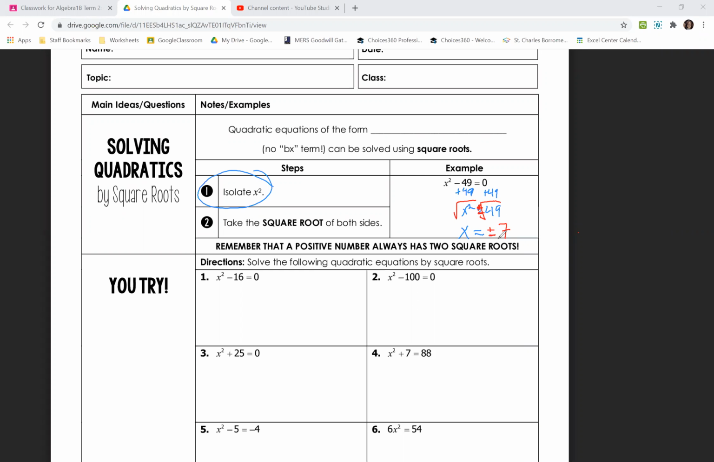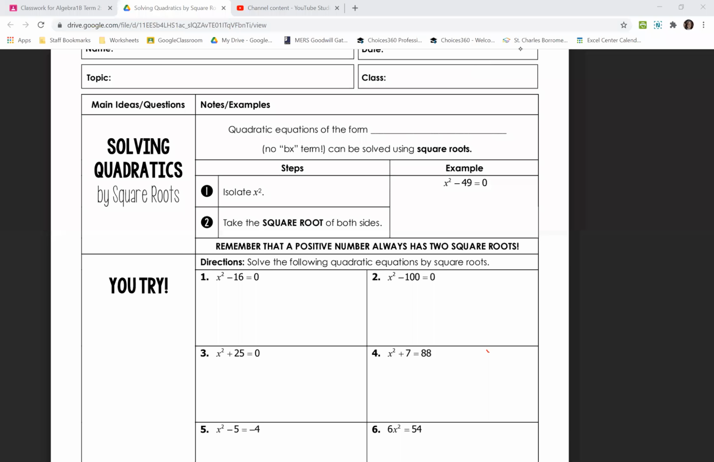Remember how we used that notation the other day of plus or minus? So x is going to have both, the positive and the negative, and that notation reminds you of that. It's kind of a weird thing, but as long as you just remember that when you take the square root of both sides, you're going to take the positive and the negative.